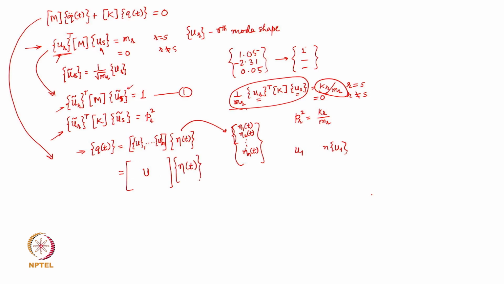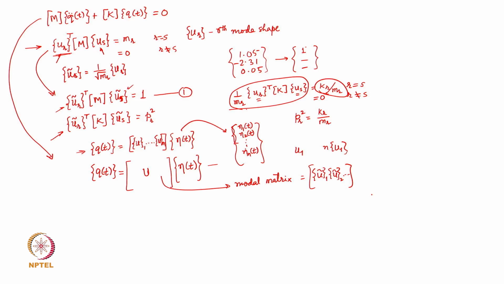Then this equation for q of t is represented by an equation like this, which basically means that this modal matrix contains all the mass normalized modal vectors. So, each one of them is like u tilde 1, u tilde 2 and so on, up to all the n vectors.